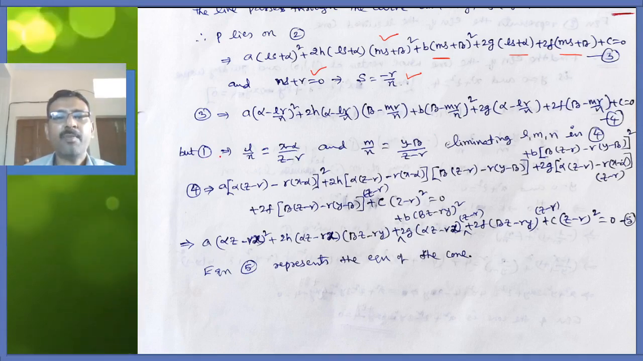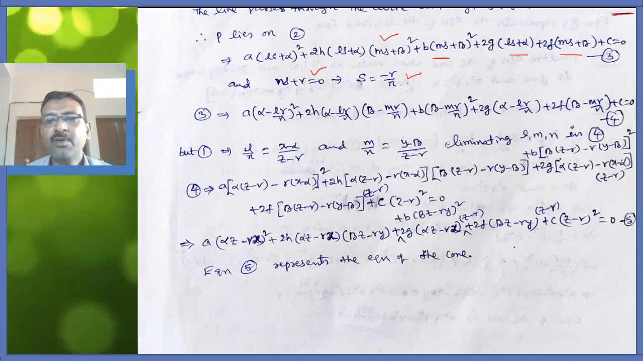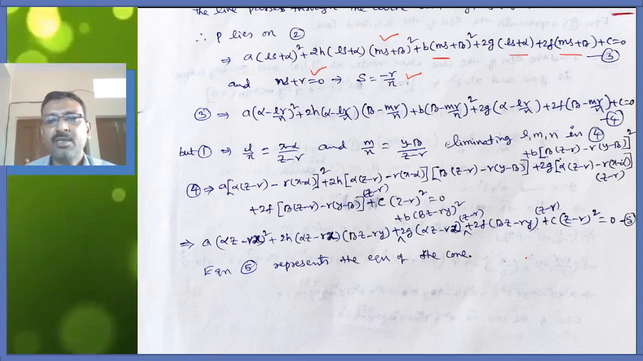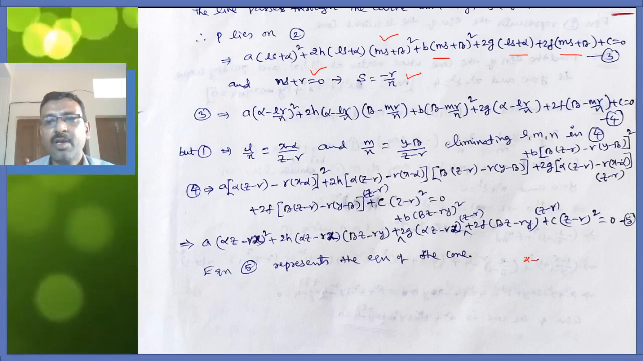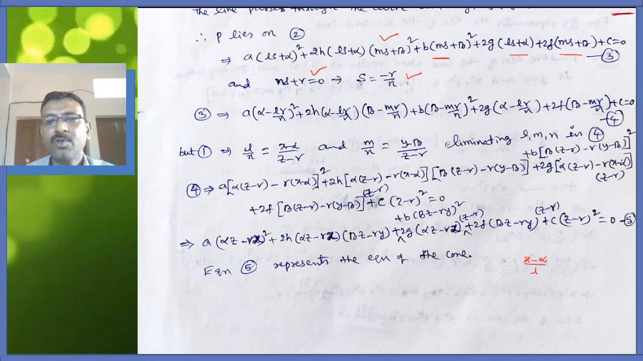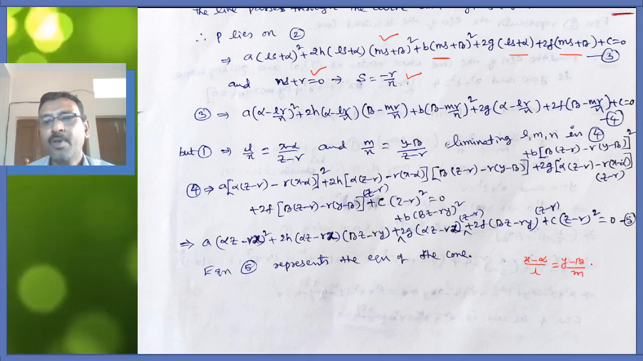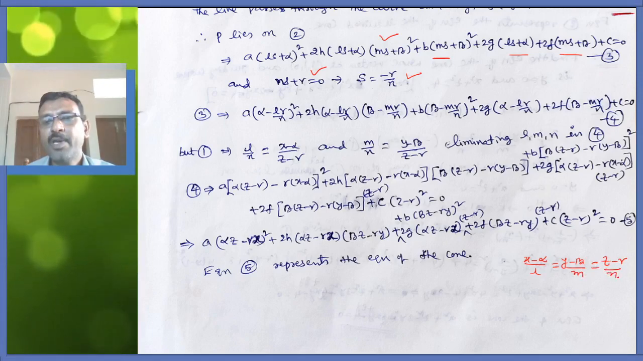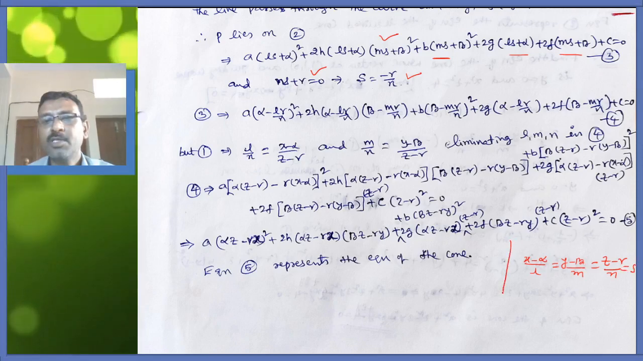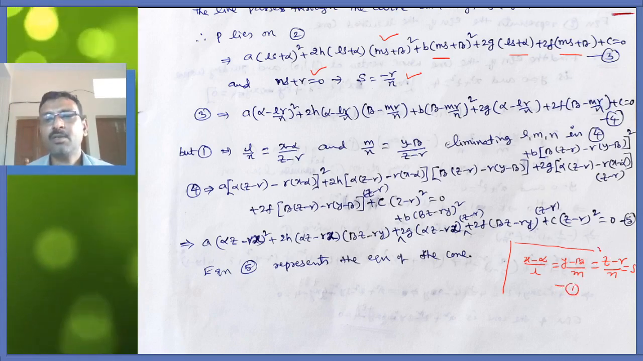So, what is equation 1? Equation 1 is nothing but the equation of generators, which I wrote in the previous slide: x minus alpha by L, y minus beta by m, z minus gamma by n, equal to s. This is equation 1, which has been written in the previous slide.